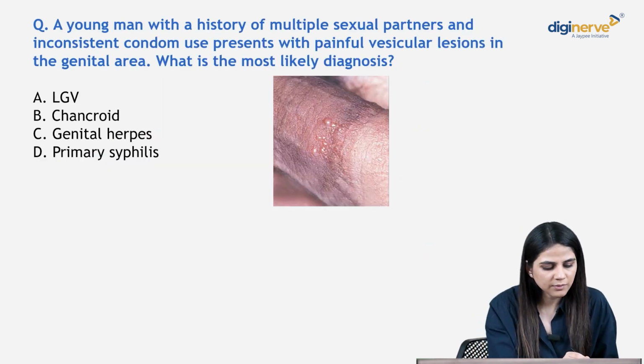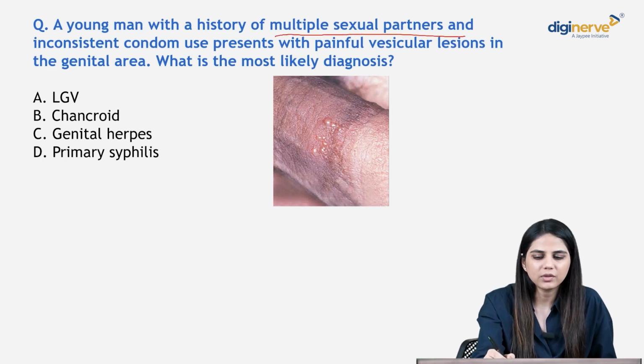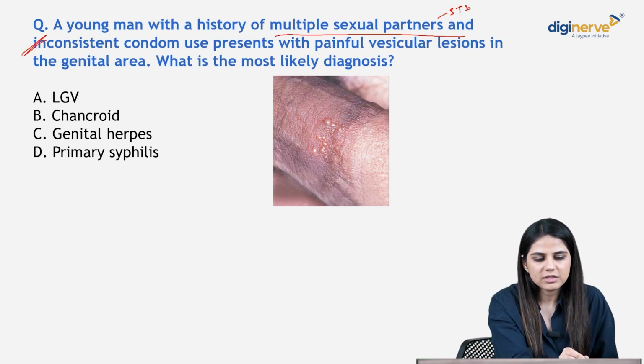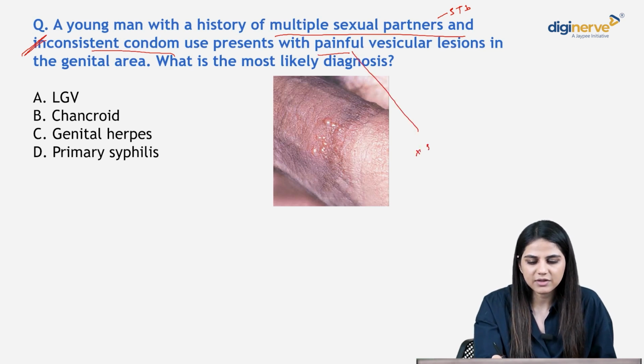Moving on to the next one. Young man, multiple sexual partners, probably pointing towards an STD. Risk factor, inconsistent condom use. Painful, so it cannot be syphilis. Remember that.